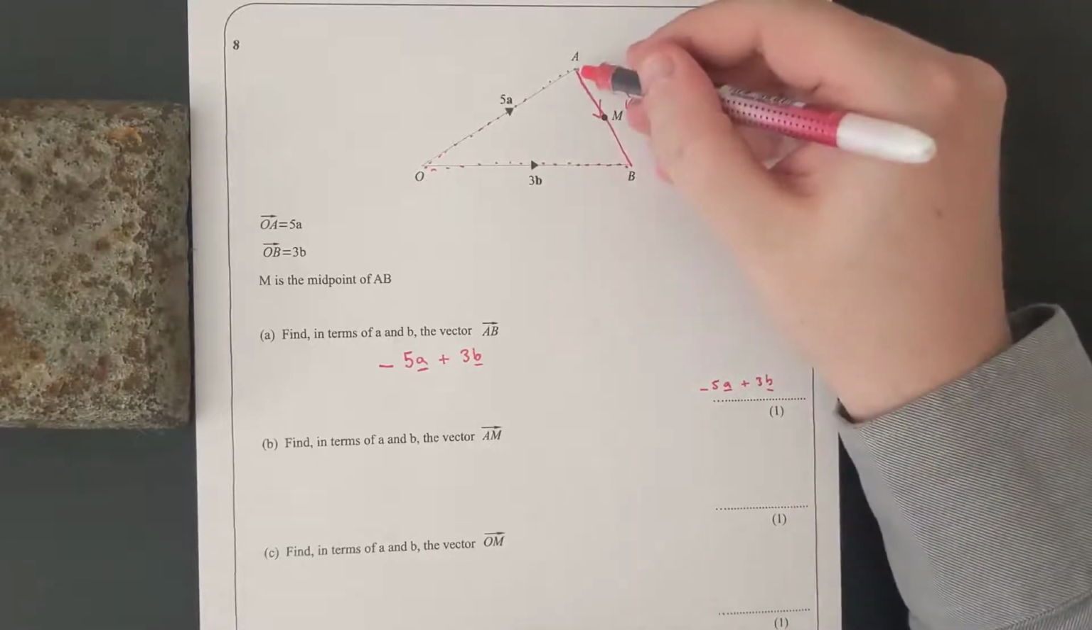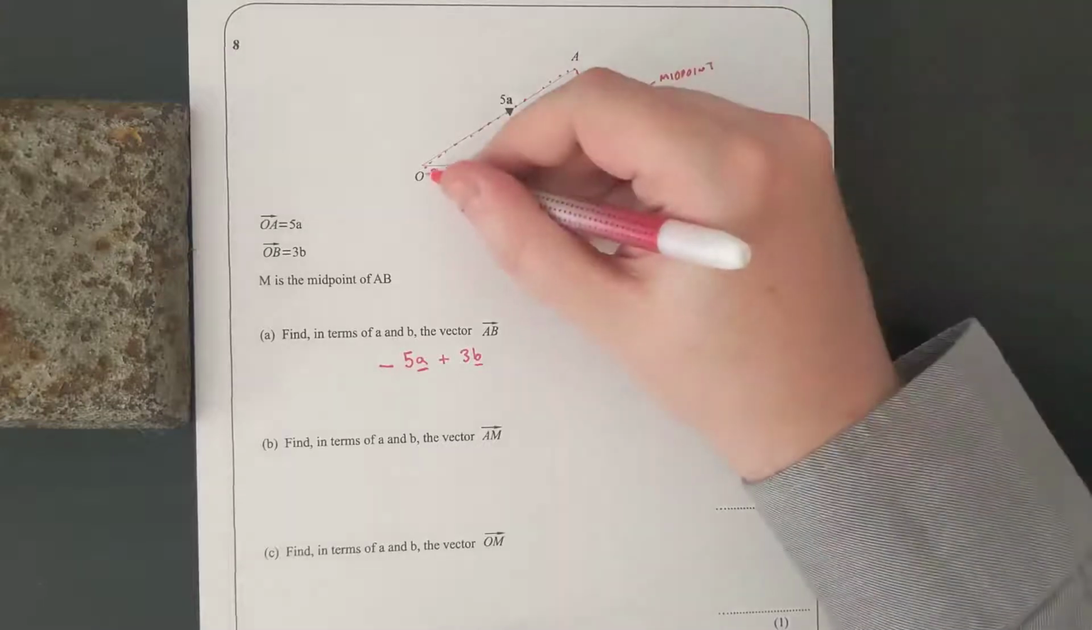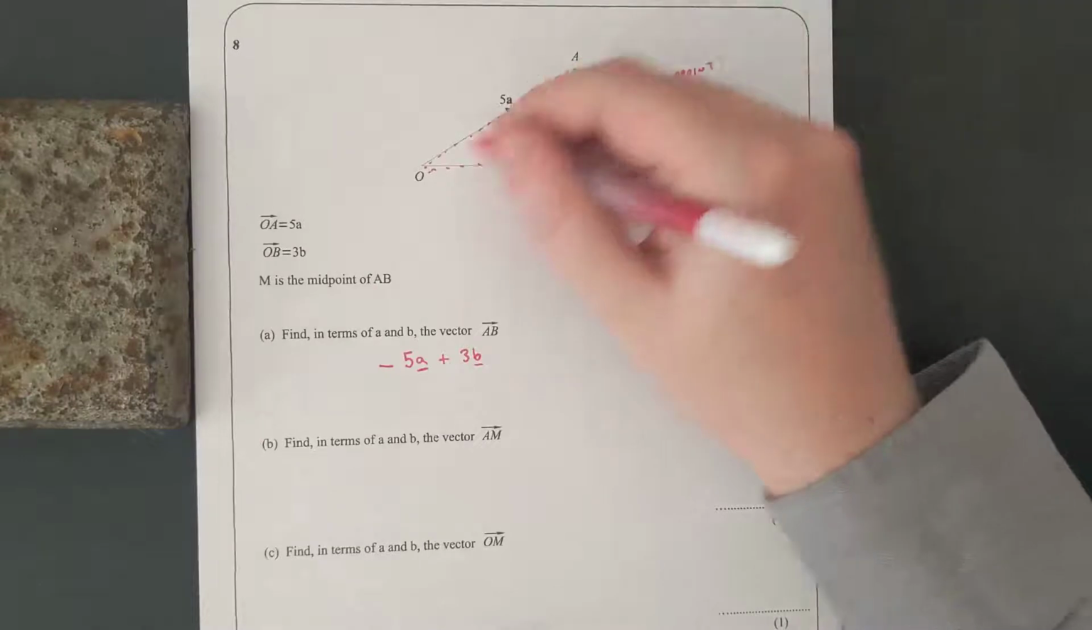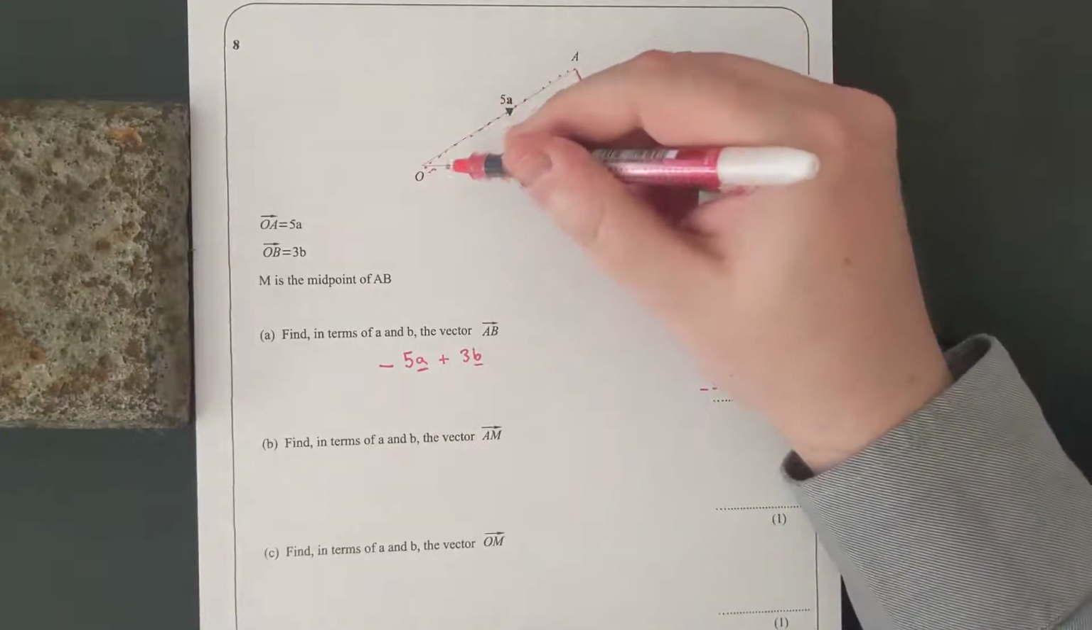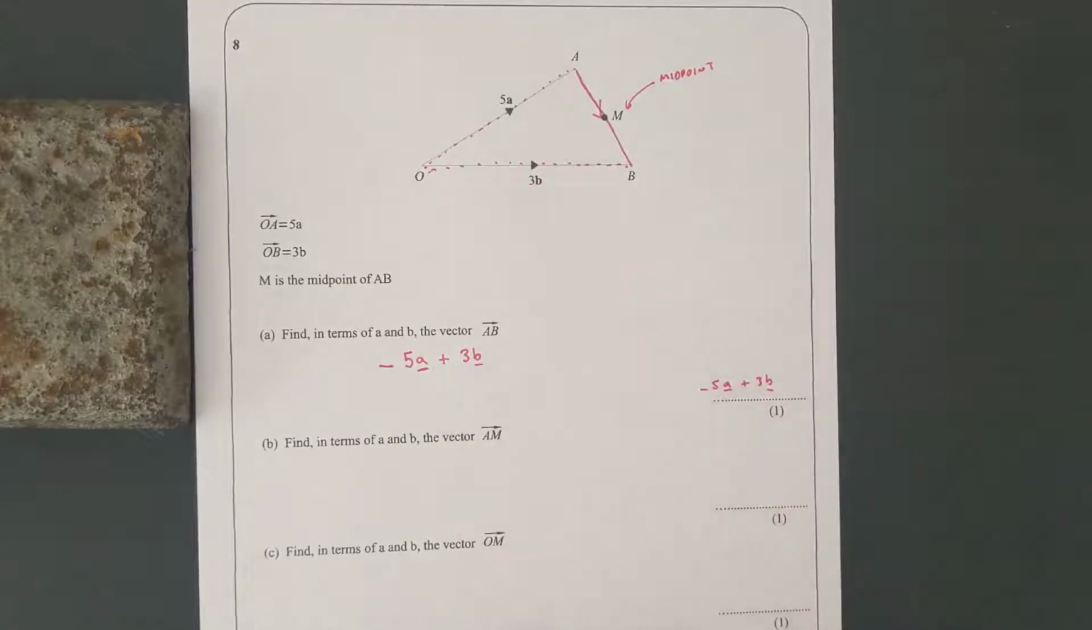All I'm doing here is my start point is A. I'm looking for vectors I can travel along to get to B. This is my only path. I'm going against the direction of 5a, so negative 5a. I'm going in the same direction as 3b, so plus 3b, negative 5a plus 3b.